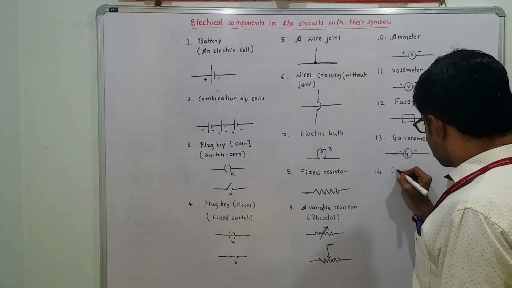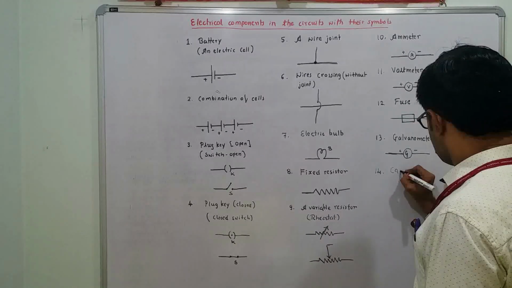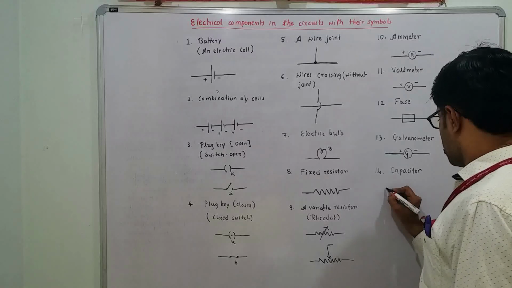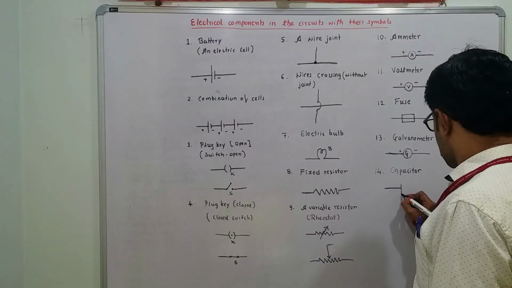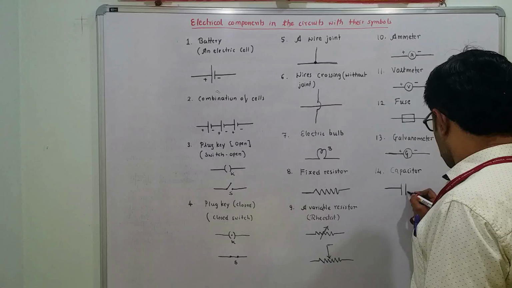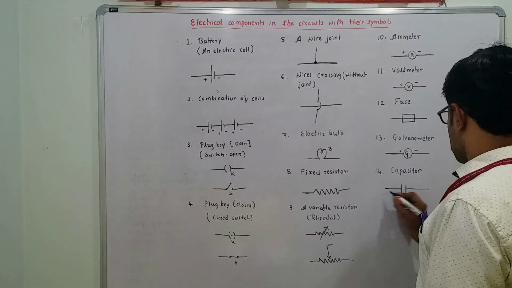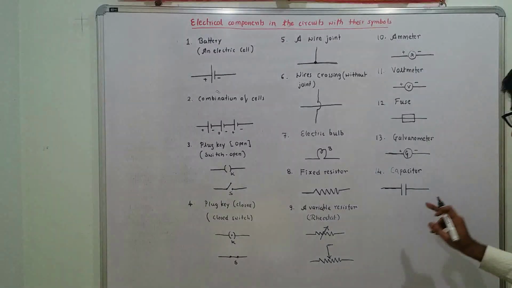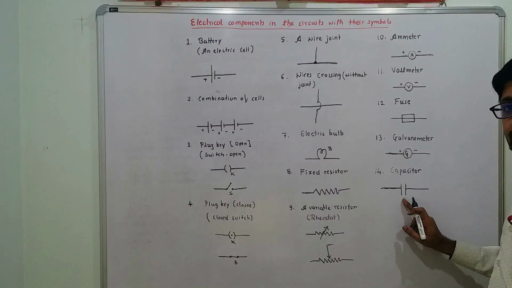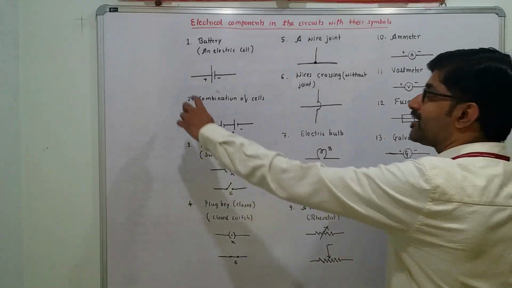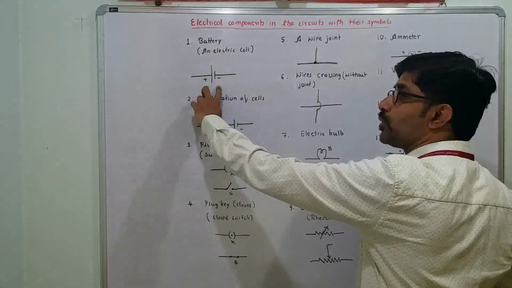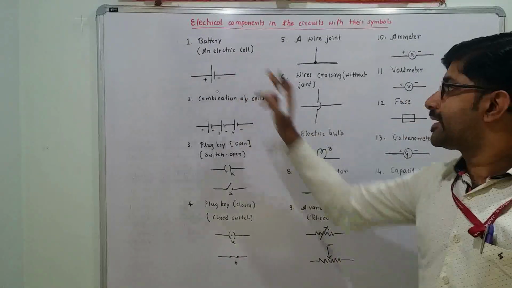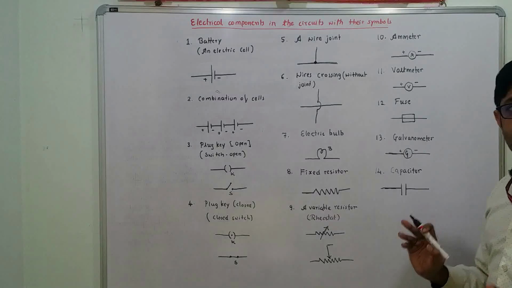Next, a capacitor. Capacitor is the device used to store electrical energy. Remember, a capacitor has the symbol of two parallel lines, whereas a battery has one larger and one smaller line. Don't get confused while drawing the battery and the capacitor. Please take care of that.